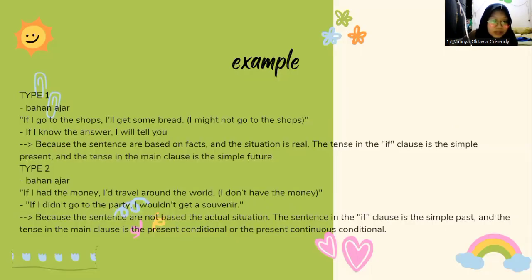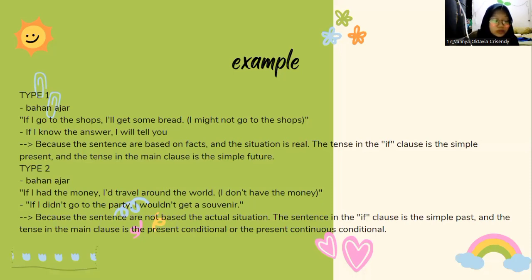An example of type 1 from the journal: "If I go to the shop, I will get some bread." I need not go to the shop. Next: "If I know the answer, I will tell you." Because the sentences are based on facts and the situation is real, the tense in the if clause is the simple present and the tense in the main clause is the simple future.